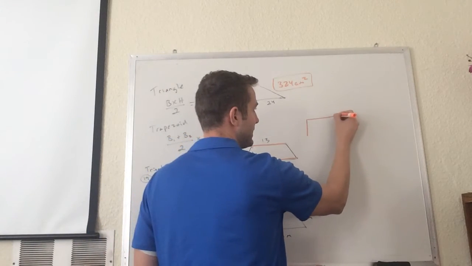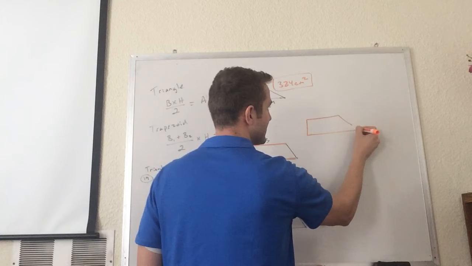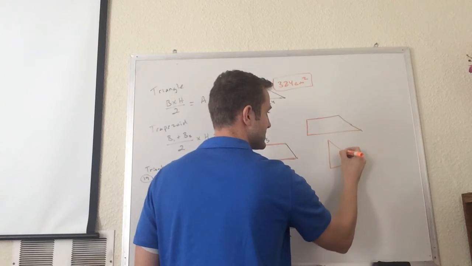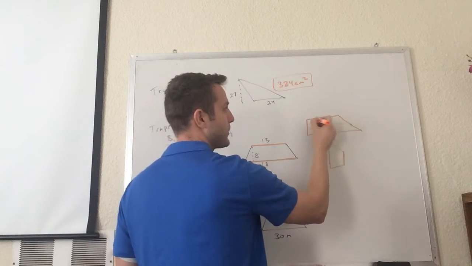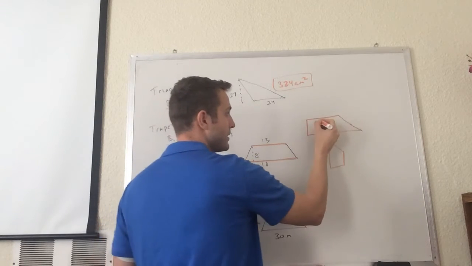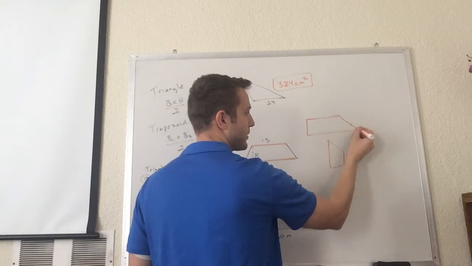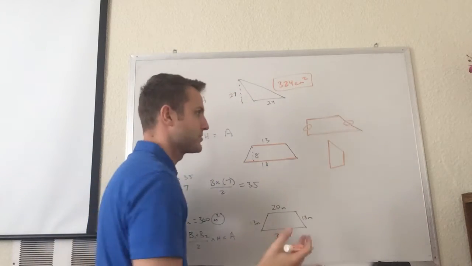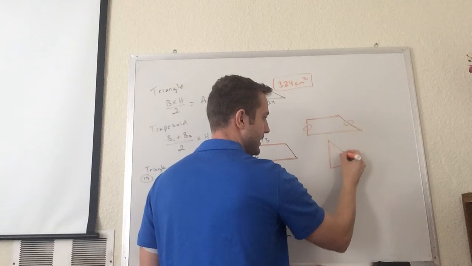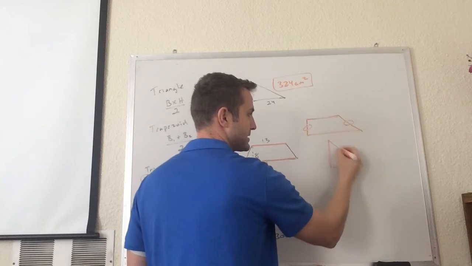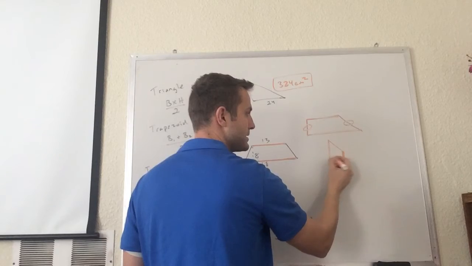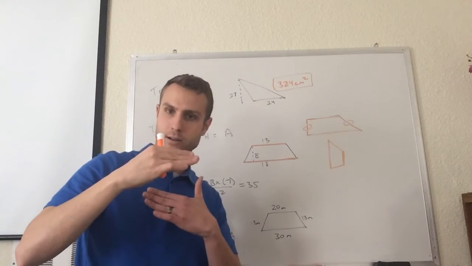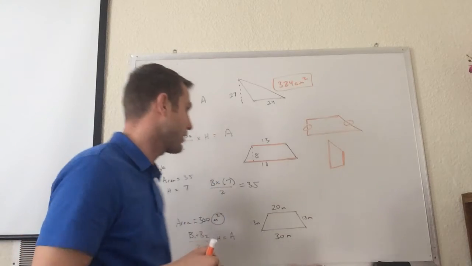Trapezoids can look different. Sometimes they can look like this. Sometimes they can even be on their side and look like this. But the sides that are parallel, this side and this side, will never cross. This side and this side are not parallel, so those are not the bases. This and this are parallel and will never cross. These two will eventually cross. So these are the bases. The bases are the parallel sides, the sides that will never cross.